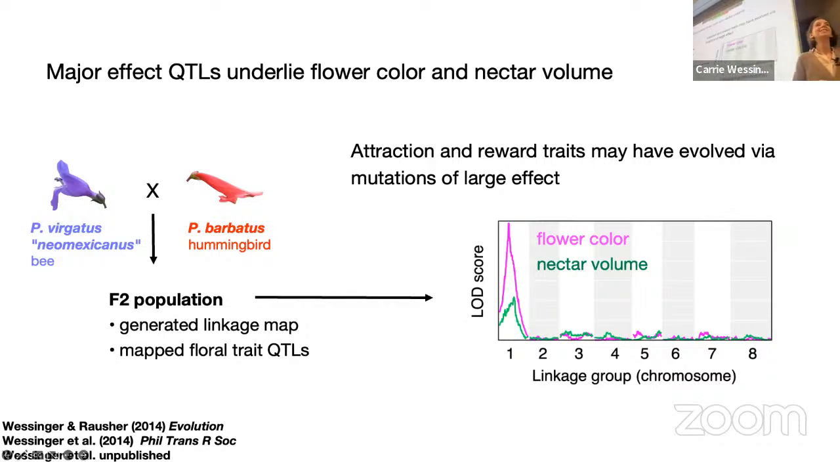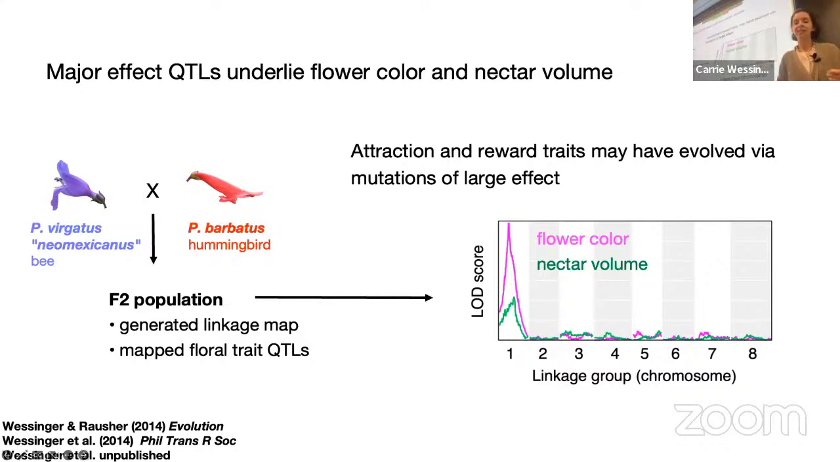Now, these two traits are really critical for initially attracting hummingbirds, and I think they could be important first steps during a transition from bee to hummingbird pollination. And so it's notable that each of these traits may have only required a single mutational step. Now, for one of these traits, flower color, of course, we can really dig into the molecular genetic basis and identify the mutations that contribute to adaptation.